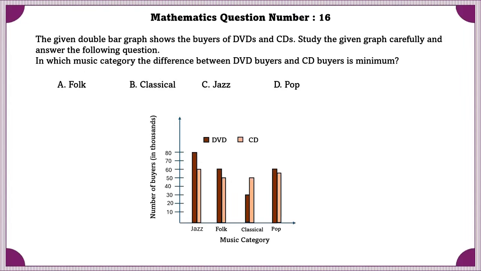Mathematics question number 16. The given double bar graph shows the buyers of DVDs and CDs. Study the given graph carefully and answer the following questions. In which music category is the difference between DVD buyers and CD buyers minimum? In pop music, the difference between DVD buyers and CD buyers is minimum.